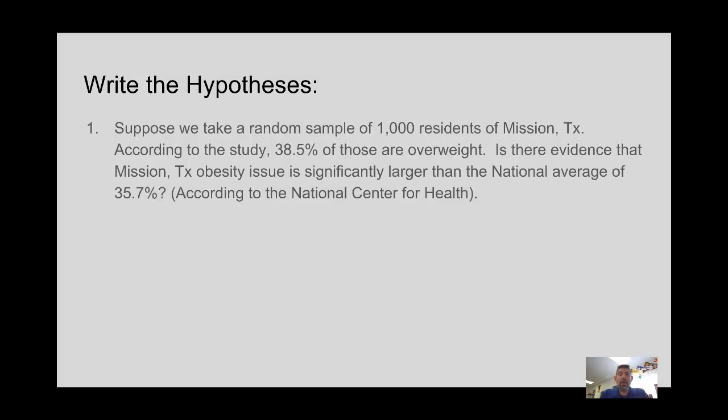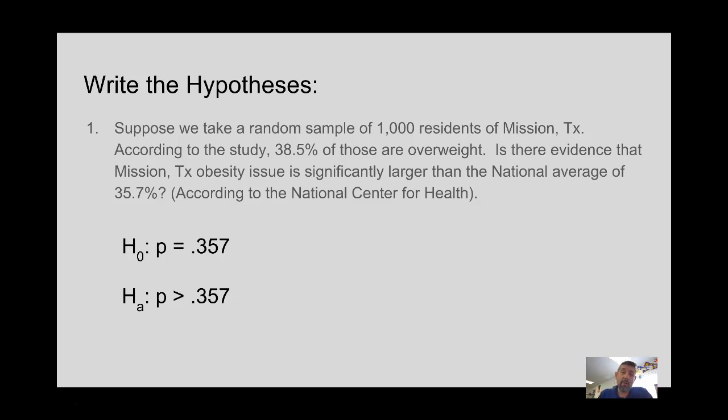Okay, so we're going to go and write the hypothesis for our Mission Texas incident. The null and the alternative are always written with the population proportion. So the null is going to be that p is equal to 0.357. So again, there's no change. So it's equal to the national average. Whereas our alternative hypothesis is that p is greater than 0.357.